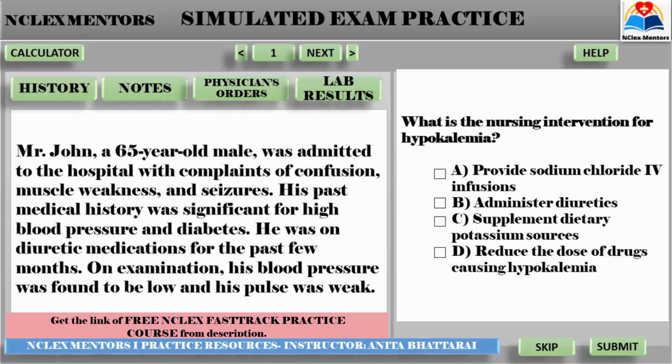Another question for this case study: what is the nursing intervention for hypokalemia? A. Provide sodium chloride IV infusions. B. Administer diuretics. C. Supplement dietary potassium sources. D. Reduce the dose of drugs causing hypokalemia.